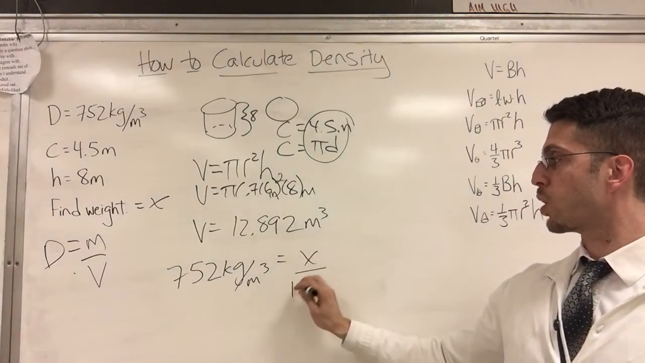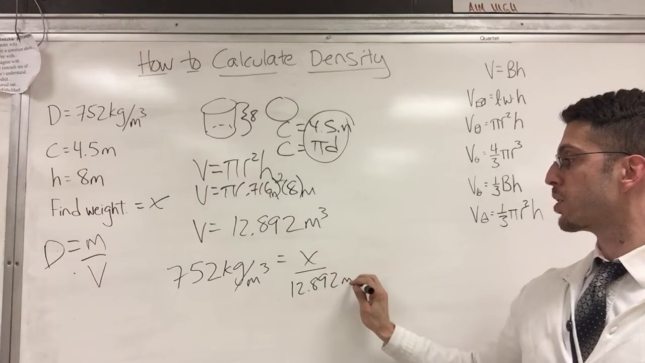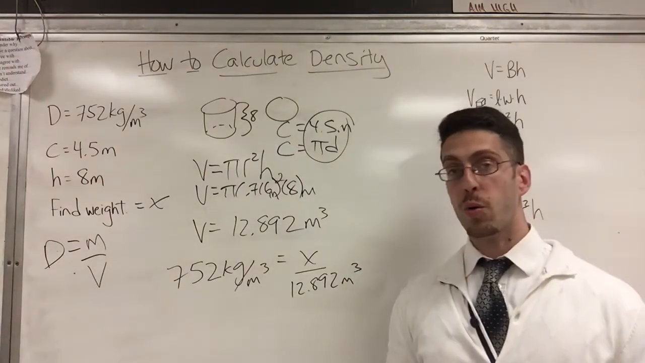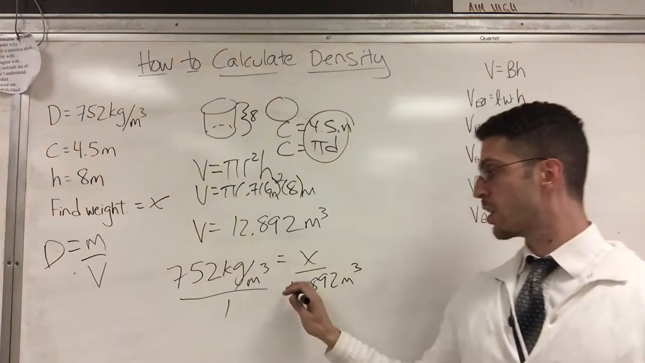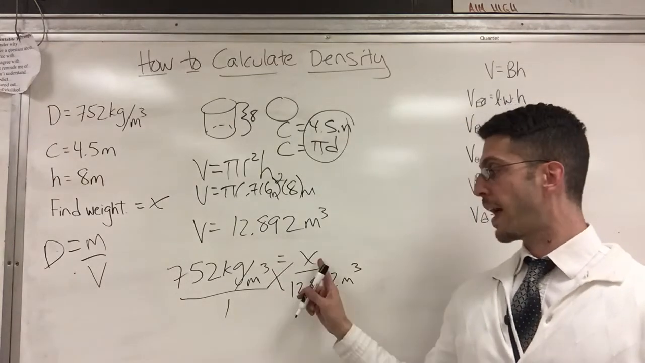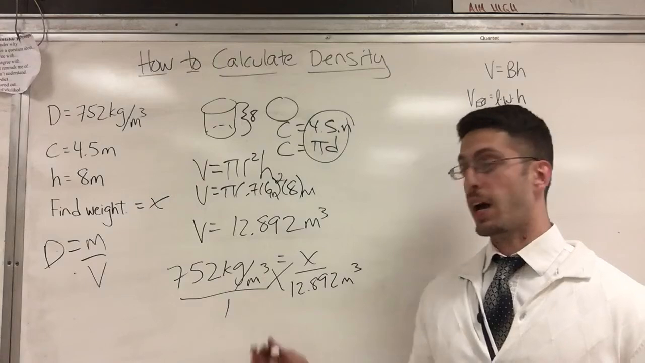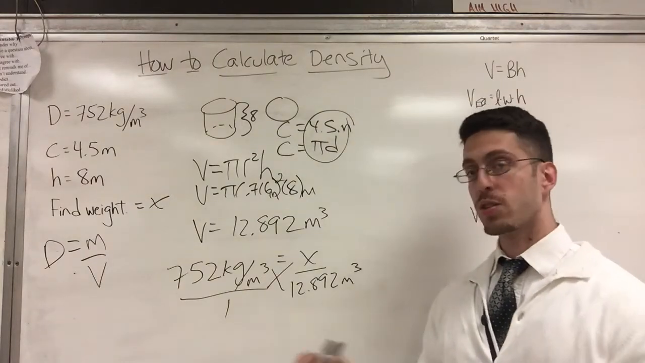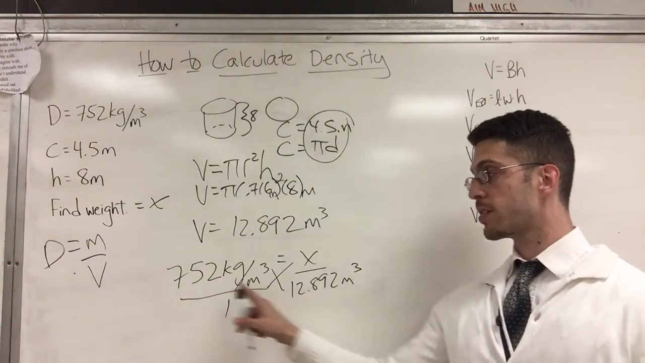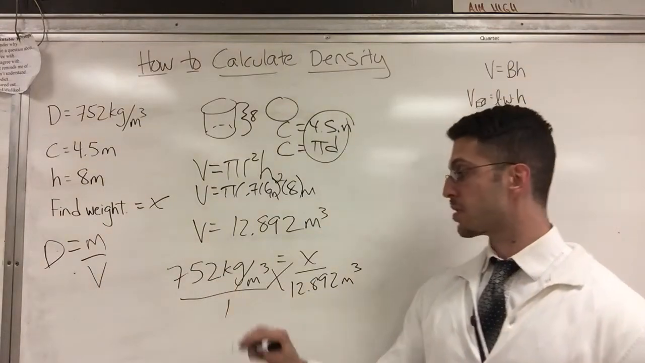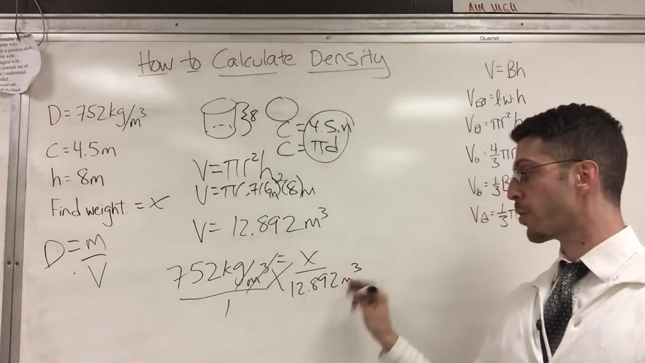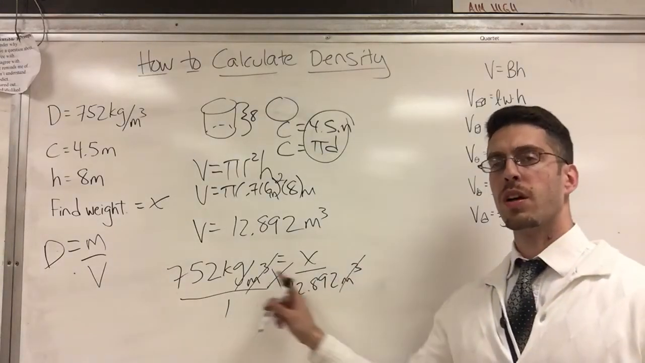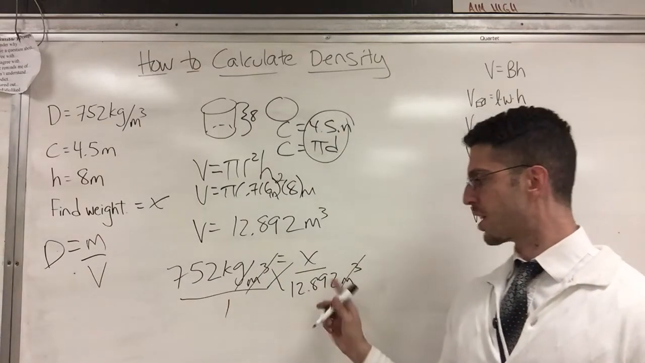X over 12.892 meters cubed. Now, put this thing over 1. You all know how to solve proportions. Cross multiply. X times 1 is X, so I already got my X alone. All I need to do is type in this number times this number. And what happens is the meters cubed cancel out, because this is a denominator and this is a numerator. What do you mean a denominator and a numerator? What is he saying?